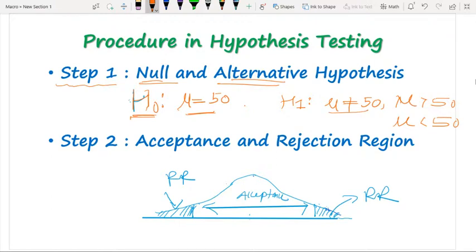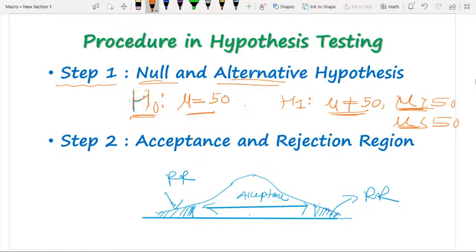The one-sided hypotheses are the right-tailed hypothesis and the left-tailed hypothesis. So this is the right-tailed alternative hypothesis, and this is the left-tailed alternative hypothesis. So the logic behind this is that the alternative hypothesis is accepted whenever the mean value is too far below 50 or too far above 50.